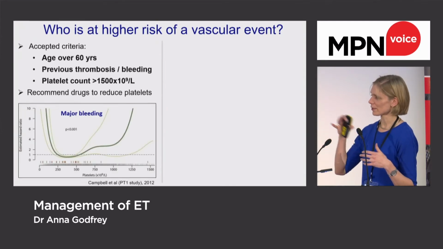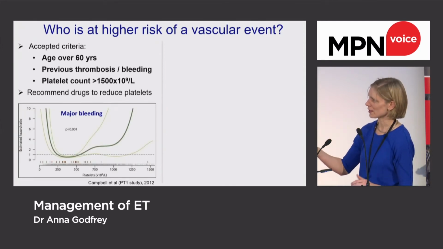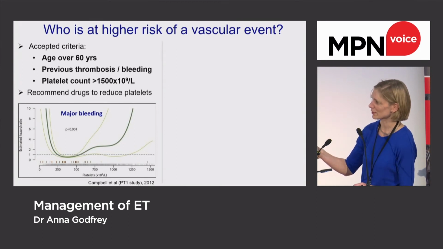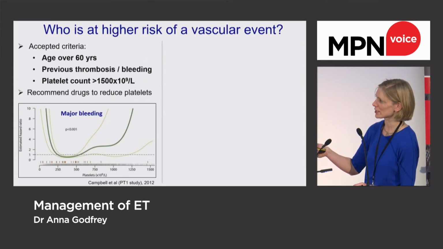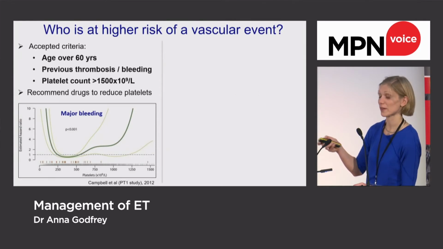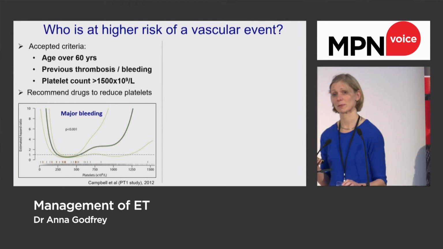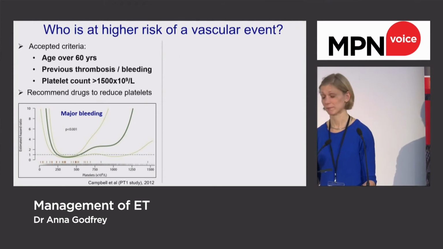But what there is an association between is a higher platelet count. So this is a graph from one of the studies we did called the PT1 study. You can see here that as your platelet count increases along the bottom, the risk of bleeding goes up. So the reason that we recommend treatment for people who have a very high platelet count is that if you don't treat those people, they're actually at increased risk of bleeding.